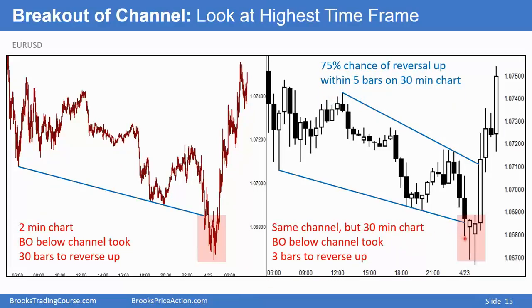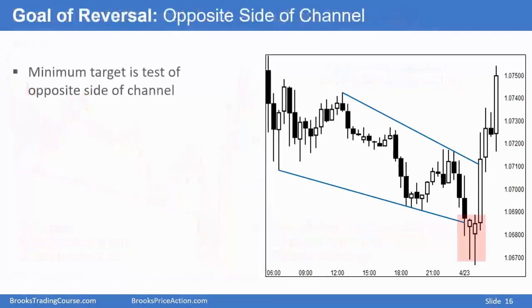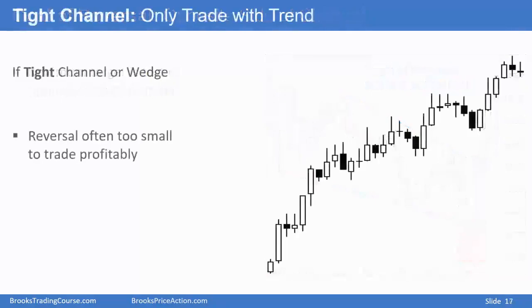75% chance that the bear breakout will fail within about 5 bars and then test the opposite side of the channel. The minimum goal when you have a reversal from one side of the channel is a test of the opposite side of the channel. That's the minimum goal. We have a breakout here, and then a bear bar, a pullback, so maybe the start of a channel, and we did get a channel.